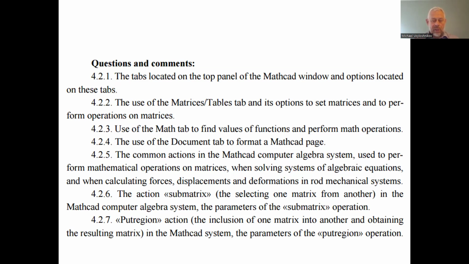And after that we have to access the panel of matrices to make a choice of the dimension of the matrix. This is the assignment of the matrices. Use of the Math tab to find values of functions and perform the math operations.